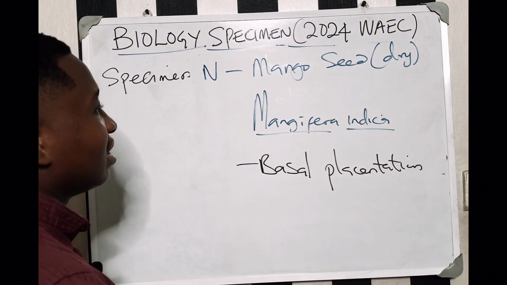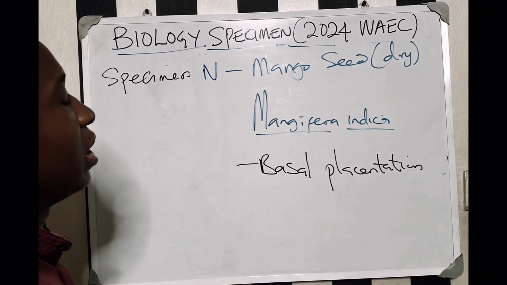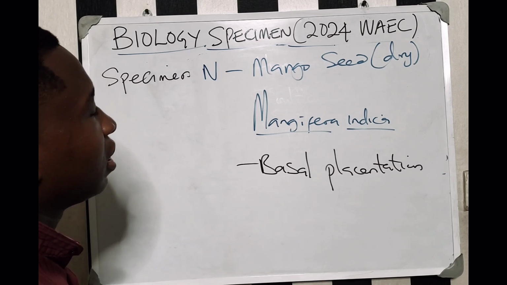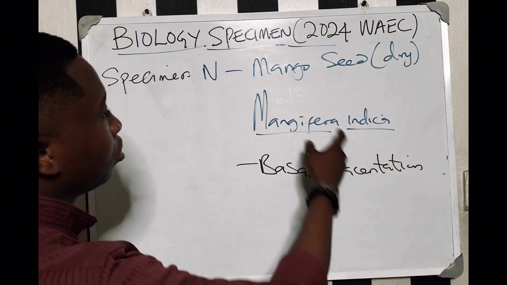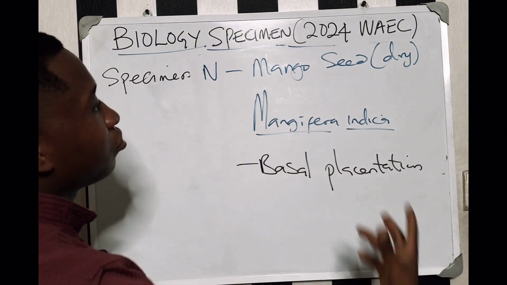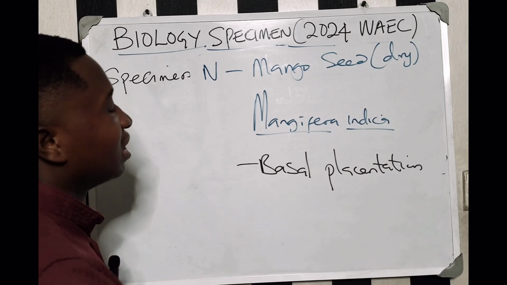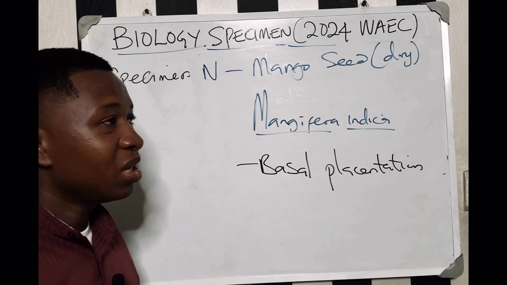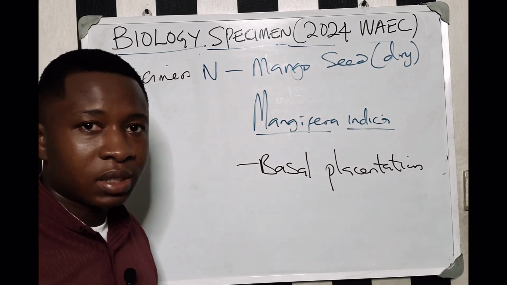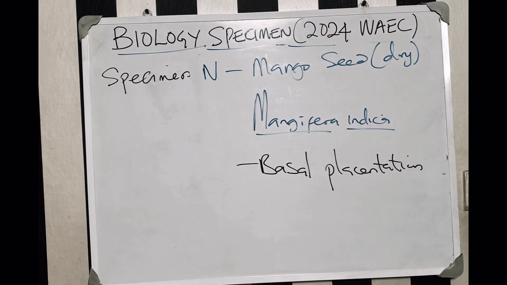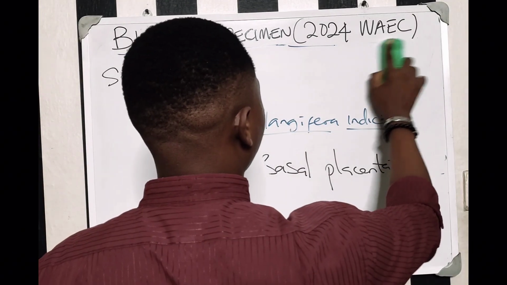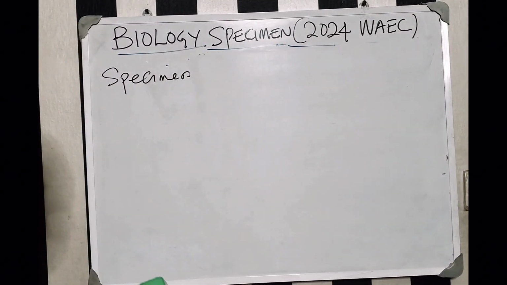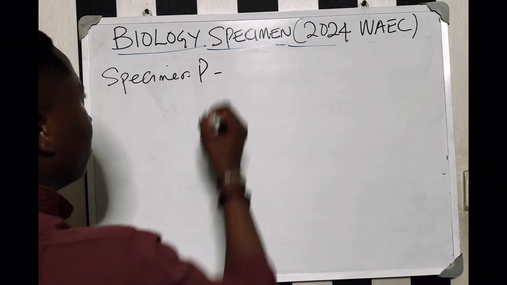All right, so those are the few questions I think will be asked in the exams. So you know the placentation, you know the propagative structure, which is the seed, the scientific name. You can differentiate between mango and other seeds. So let's look at the next specimen. Specimen P.